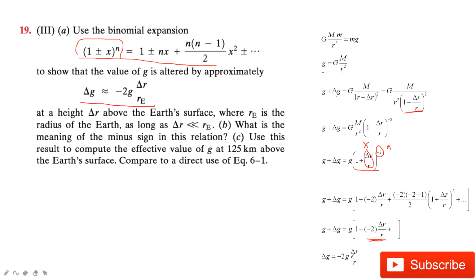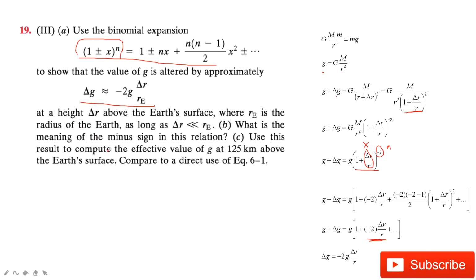What is the meaning of that? The minus sign tells us if the delta r increases, the delta g will decrease. Agree? That makes sense. Yes, we did a lot of problems. We found at the spacecraft the g will become smaller, right?